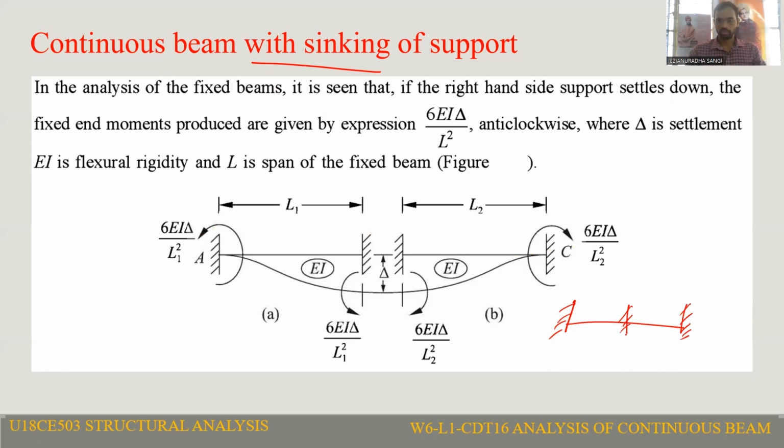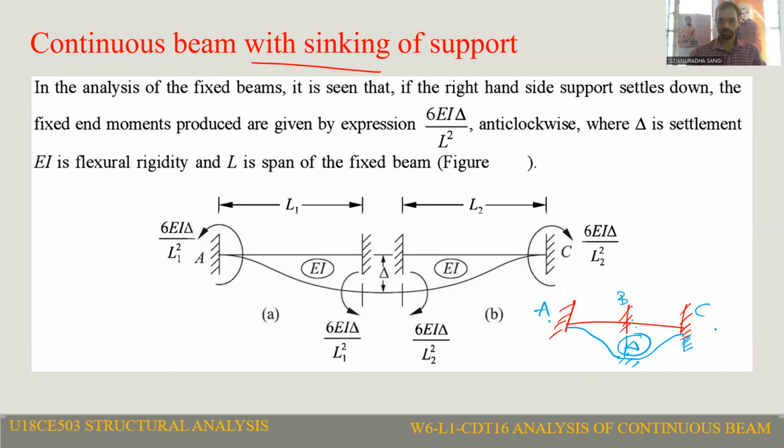Let us say the intermediate support is settled by delta. So the intermediate support sinks by delta. Because of the settlement of this intermediate support, there will be some fixed moment that is going to develop at the two other supports. Let us say this is A, this is B and this is C. If support B sinks by delta in the downward direction, some moment is going to develop at A as well as B only because of the settlement of support B.